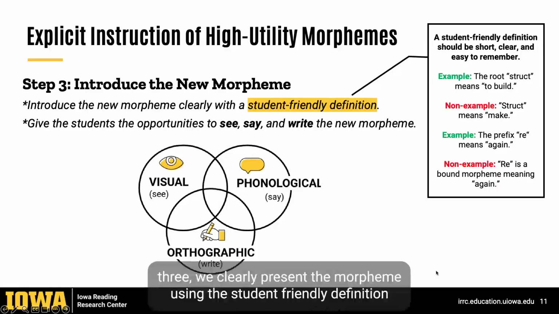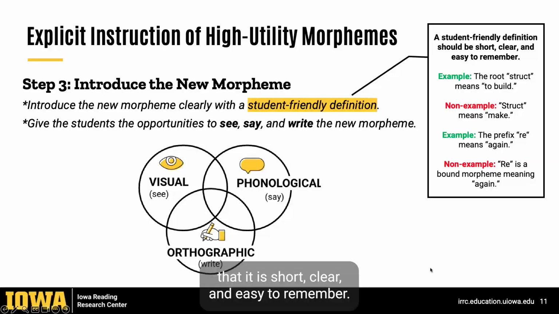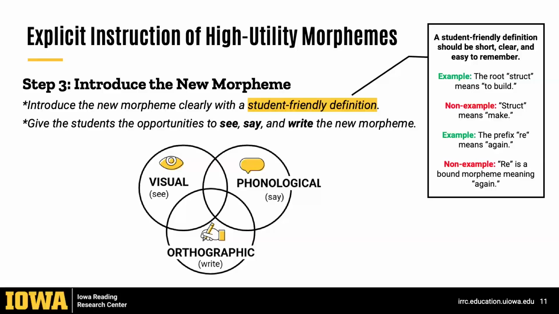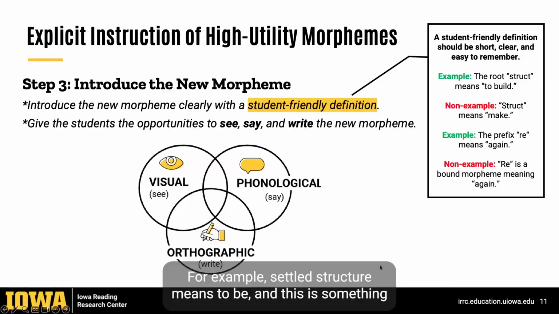In step 3, we clearly present the morpheme using a student-friendly definition that is short, clear, and easy to remember. For example, the root struct means to build. And this is something that students can easily understand and they can apply across words.